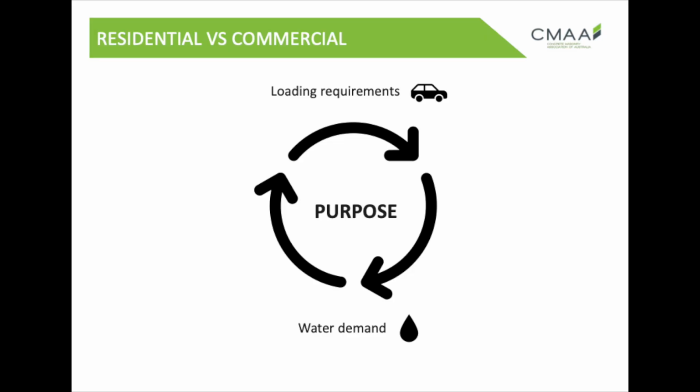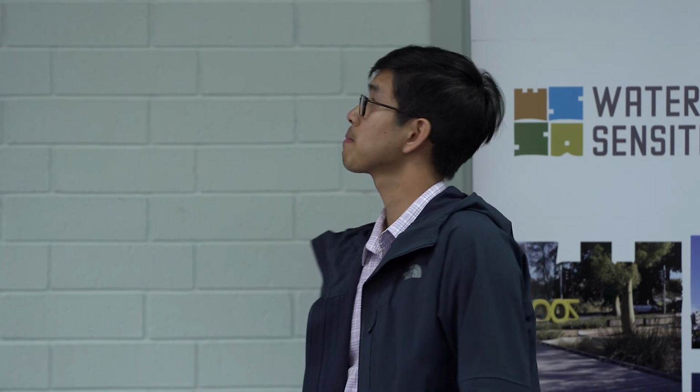So what is the main difference between residential and commercial construction when it comes to permeable pavements? Firstly, we have to determine what is the main purpose of your pavement. And here we have two factors that we have to consider. Firstly is going to be a loading requirement. There is a major loading requirement difference between residential and commercial. And finally, we have to determine what is your pavement used for. Is it used for flood control? Is it used for water harvesting? Or is it used for water quality improvement?